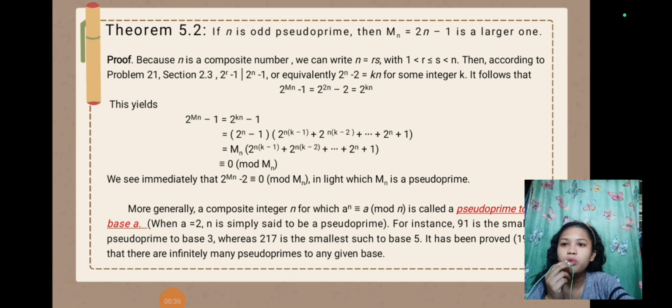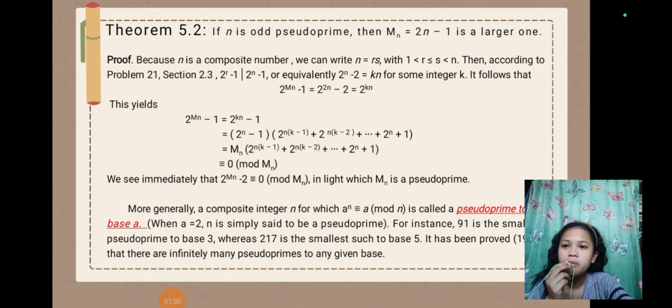Then according to problem 21, section 2.3, 2 raised to the power of n minus 1 is congruent to 1 modulo n, or equivalently 2 raised to the power of n minus 2 equals kn for some integer k. It follows that 2 raised to the power of M_n minus 1 equals 2 raised to the power of 2^n minus 2 equals 2 raised to the power of kn. This yields 2 raised to the power of M_n minus 1 equals 2 raised to the power of kn minus 1.